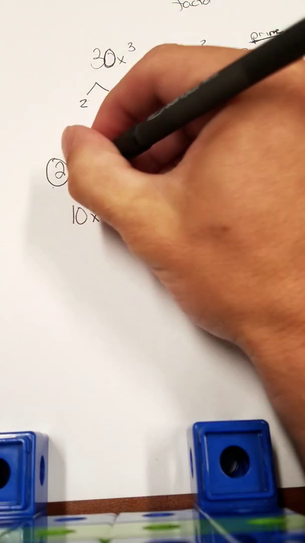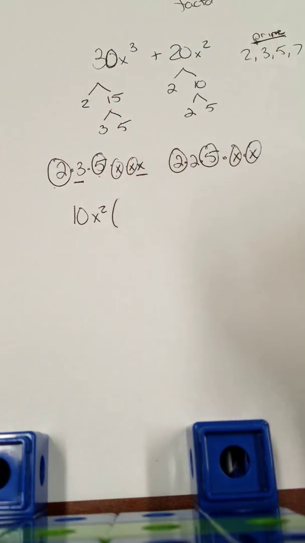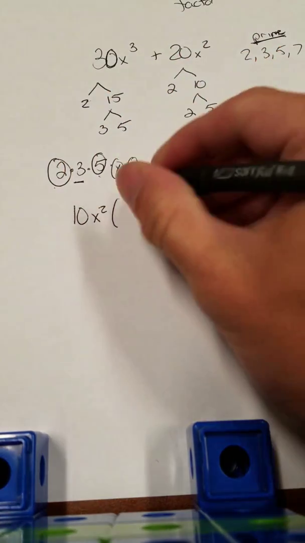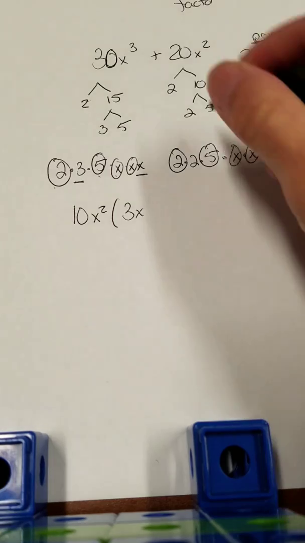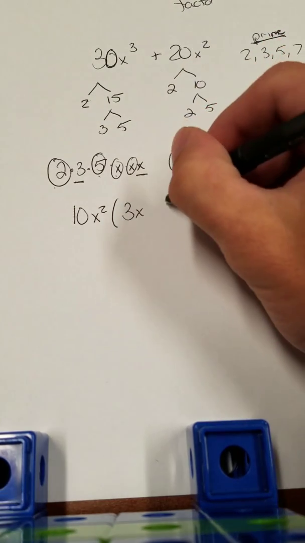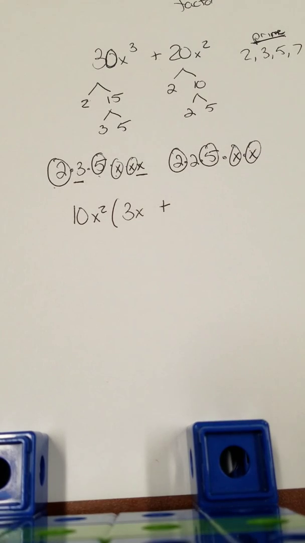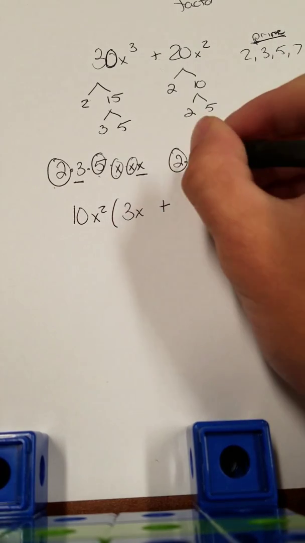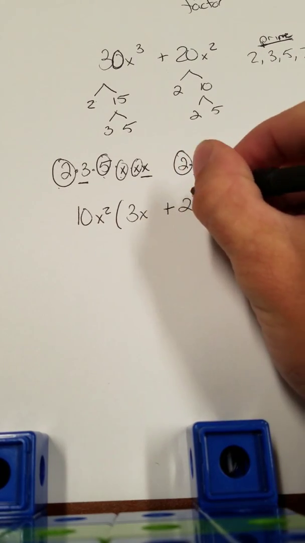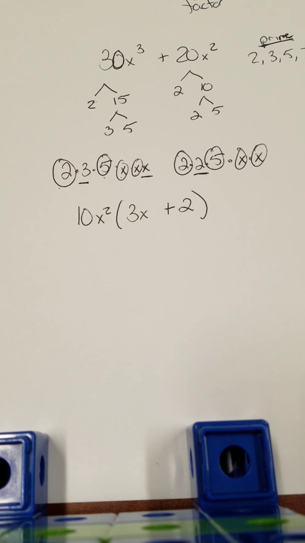Now, whatever's left is what's going to be on the inside. So that 3 and the x make a 3x. Now notice in our problem it was a plus, so I'm going to put a plus here. If this were a minus, I would put a minus there. The only thing left here is a 2. So I'll write down my 2. That is the factorization of this problem. And that's as simple as it goes.